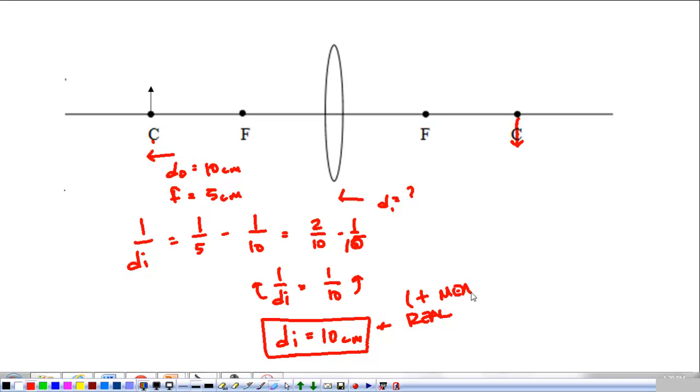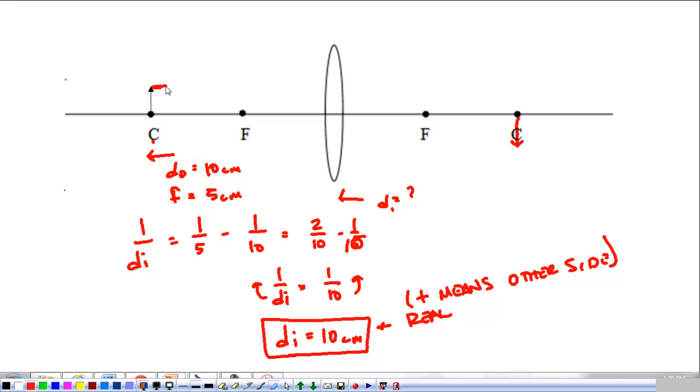And that positive sign means the other side of the lens. That positive sign also means that it's real. The positive sign also means that it's going to be inverted. So if we do our rules, let's see what this gives us.